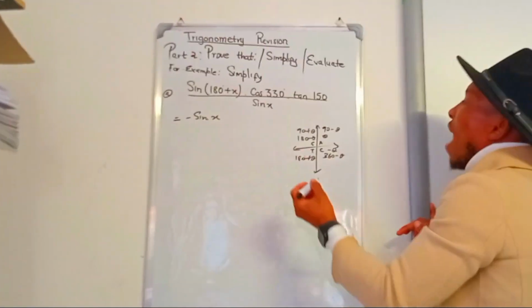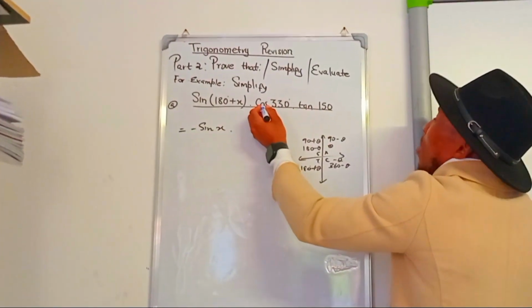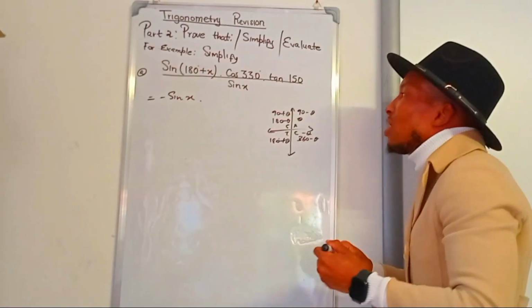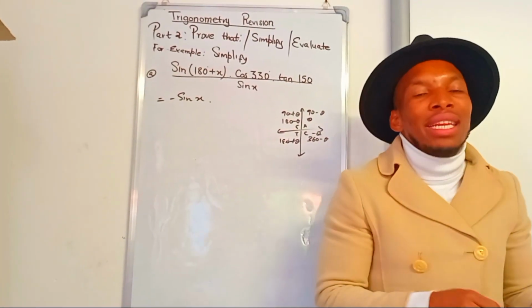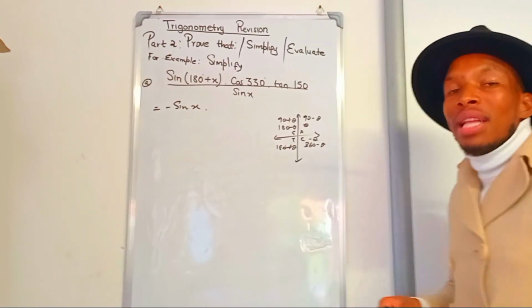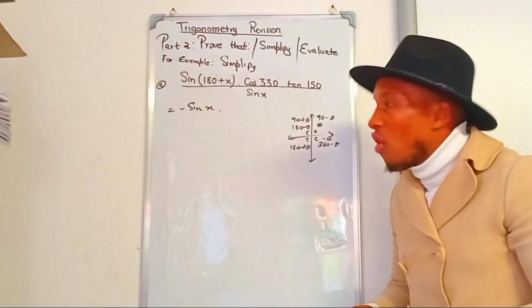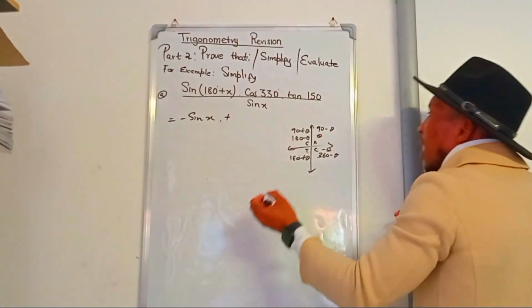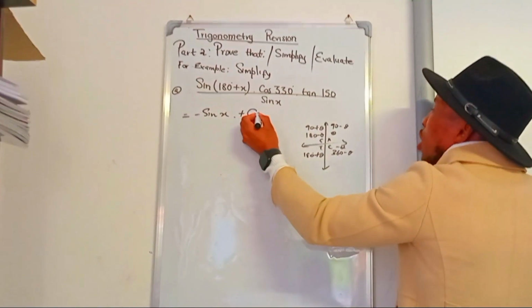Okay, after that here we have times, then we have cos 330. Cos 330, we normally say that is in quadrant number 4. Okay, remember in quadrant number 4, cos is positive. All right, therefore that means that cos is going to be positive.